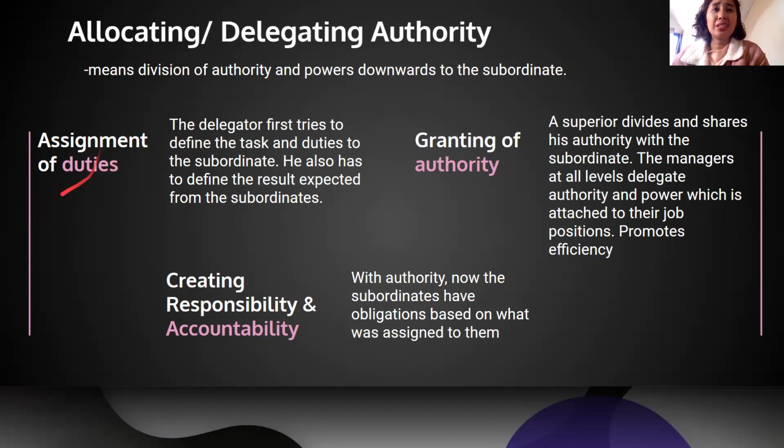You have to define the task and the roles that need to be done. Now you grant the authority. You give them the authority. And you share the authority with them. So when you share your authority with them, they will be respected by the people under them. And however, okay, maganda magka-authority, but with that authority comes responsibility and accountability. Hindi ba? With great power comes great responsibility.